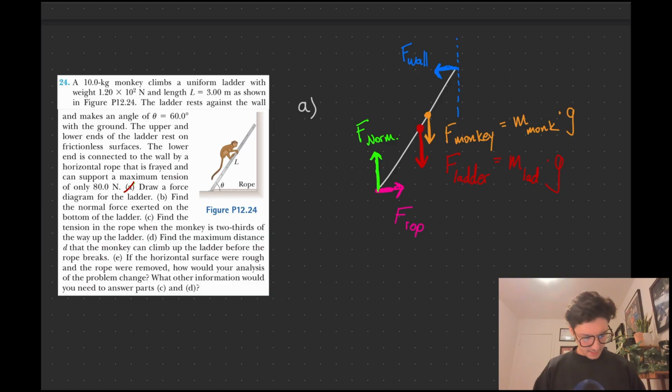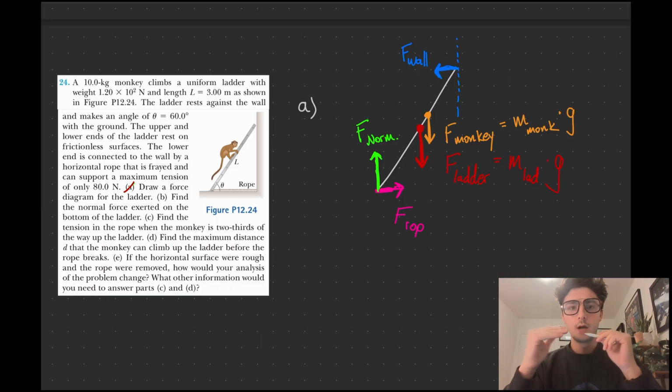Sorry about that, little mistake. Find the normal force exerted on the bottom of the ladder. How do we find the normal force? There is a conservation of forces here, right? The sum of forces has to equal 0 because this scenario is in equilibrium.